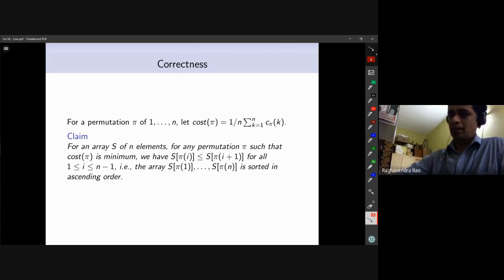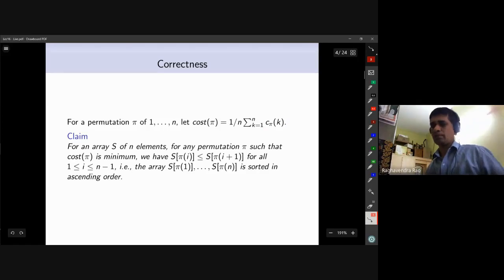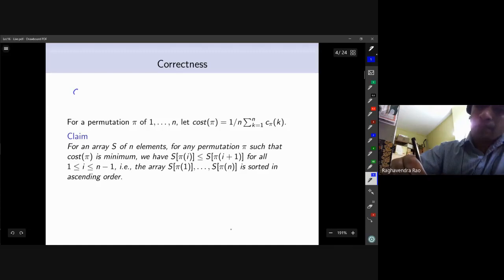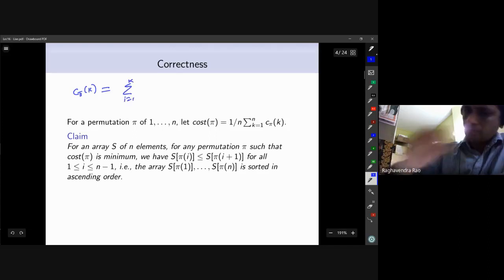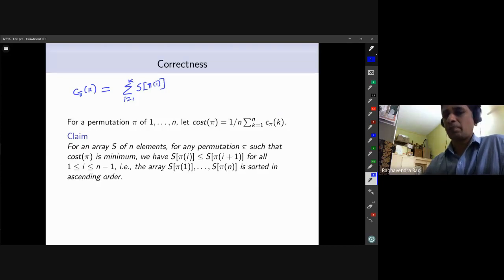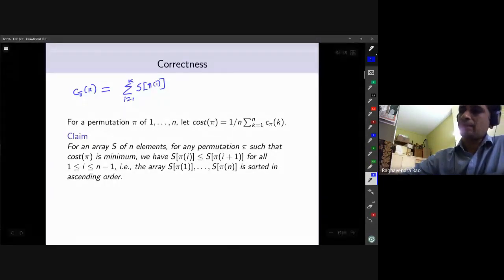I hope everybody is clear with the definition of the cost of a permutation. Maybe I'll just write it here. C pi k is the summation for i equal to 1 to k of s of pi i. That is, you imagine the files arranged with respect to the permutation pi, and then look at the first k elements and add their sizes. That's exactly the access time for the kth file with respect to that ordering.